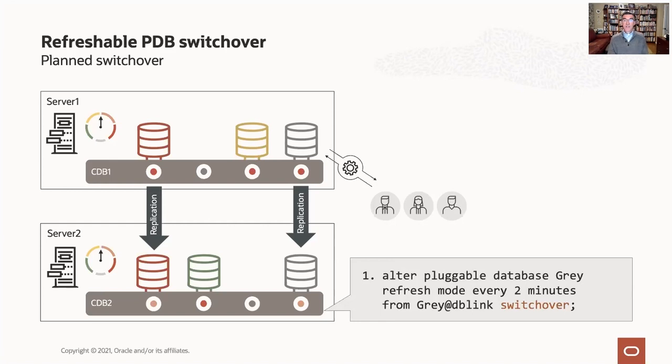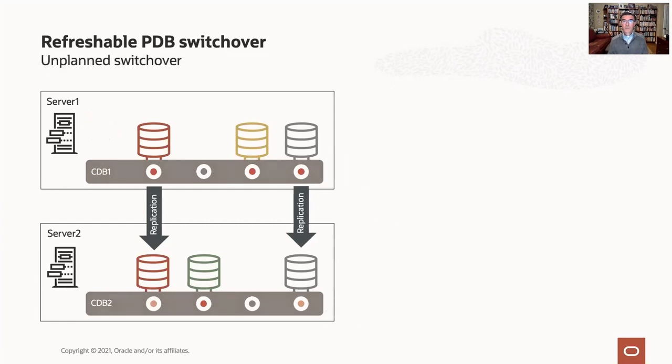And in this example, we've seen how trivial it is to perform load balancing with this capability while maintaining a replica on a remote server just in case. Now, in situations where the primary PDB fails for some reason, we can switch over to the replica and resume operations there. And we'd refer to this as an unplanned switchover.